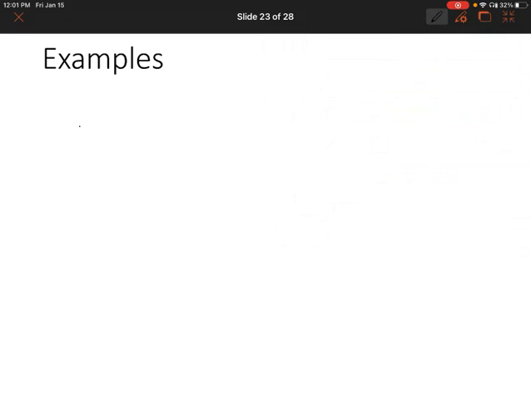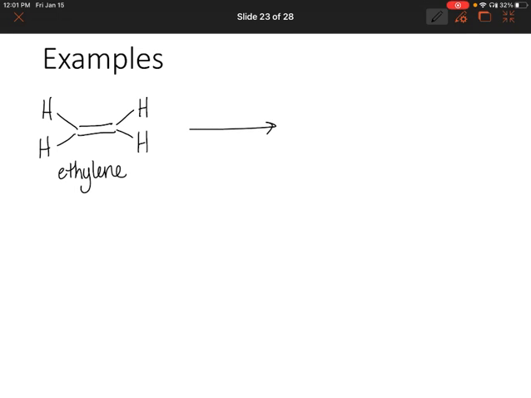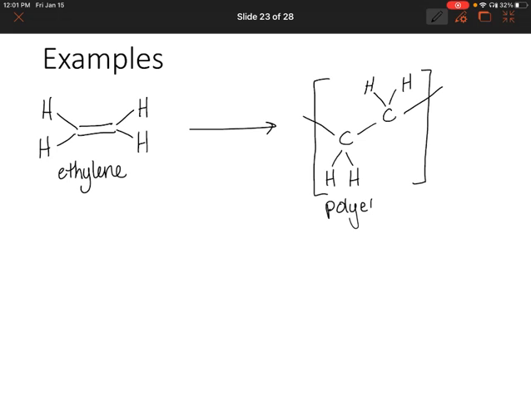So the first one, we start with ethylene. So ethylene has hydrogens on either side. So this is our simplest alkene. And if we polymerize that, we end up with a polymer called polyethylene. So you might have heard of this before. And this is what makes up plastics. So plastics are made of a type of polyethylene.